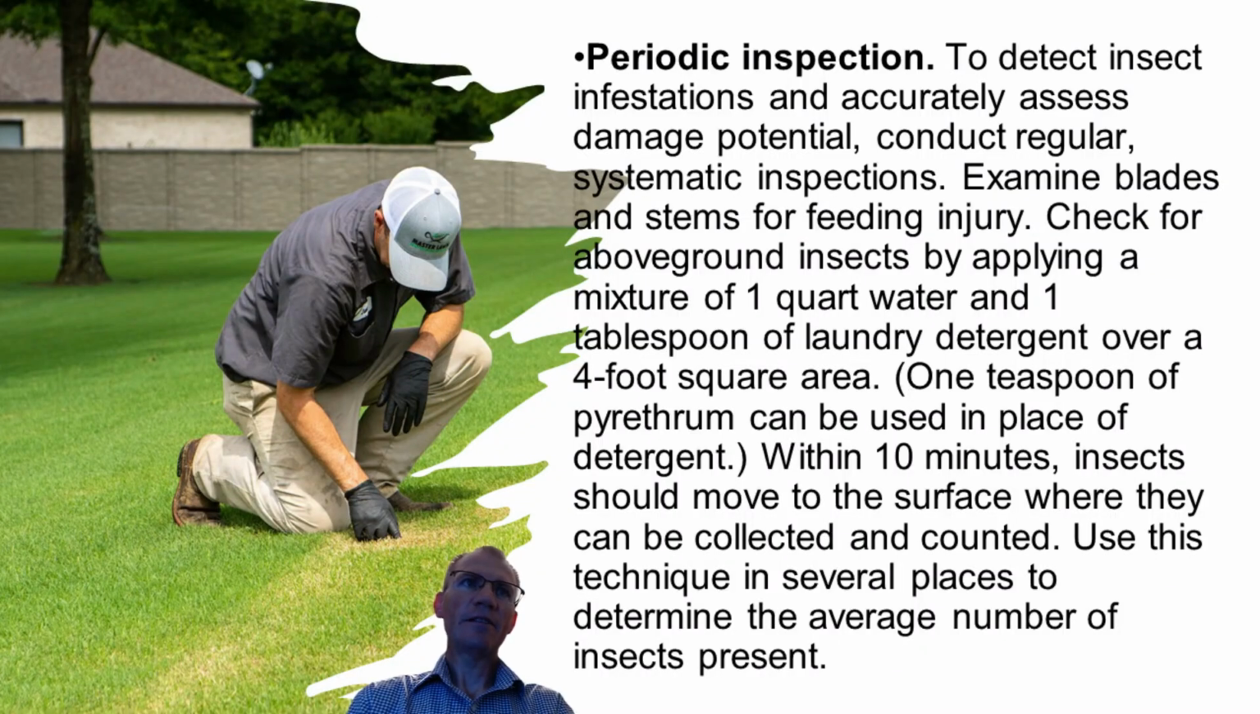Periodic inspection. To detect insect infestations and accurately assess damage potential, conduct regular, systematic inspections. Examine blades and stems for feeding injury. Check for above-ground insects by applying a mixture of 1 quart water and 1 tablespoon of laundry detergent over a 4 square foot area. 1 teaspoon of pyrethrum can be used in place of detergent. Within 10 minutes, insects should move to the surface where they can be collected and counted. Use this technique in several places to determine the average number of insects present.